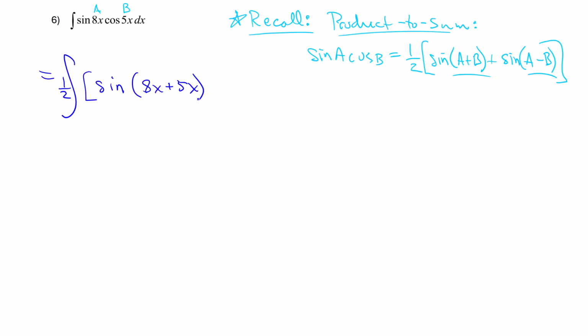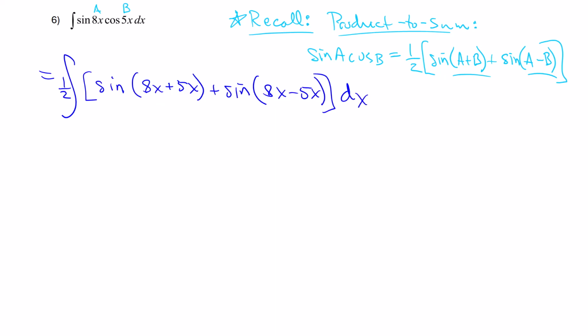So we have sine of (8x plus 5x), and then we have plus, and then sine of a minus b would be (8x minus 5x). Those are each in parentheses. I will then close up some brackets and then put a dx after it.